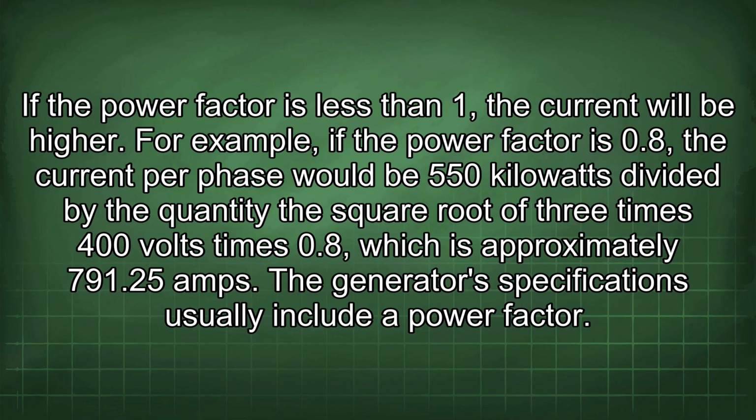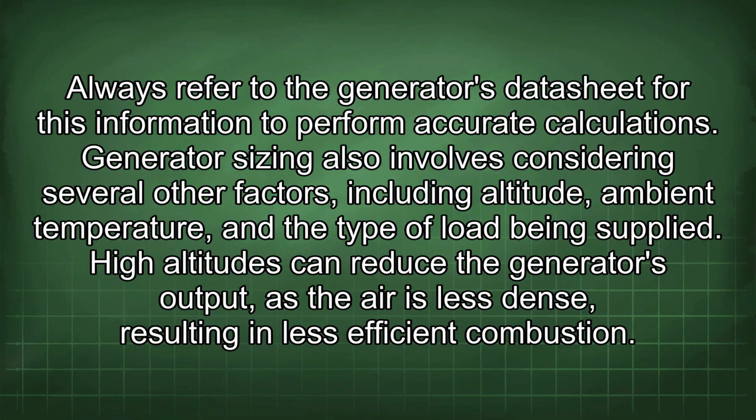For example, if the power factor is 0.8, the current per phase would be 550 kilowatts divided by the quantity, the square root of 3 times 400 volts times 0.8, which is approximately 791.25 amps. The generator's specifications usually include a power factor. Always refer to the generator's datasheet for this information to perform accurate calculations.